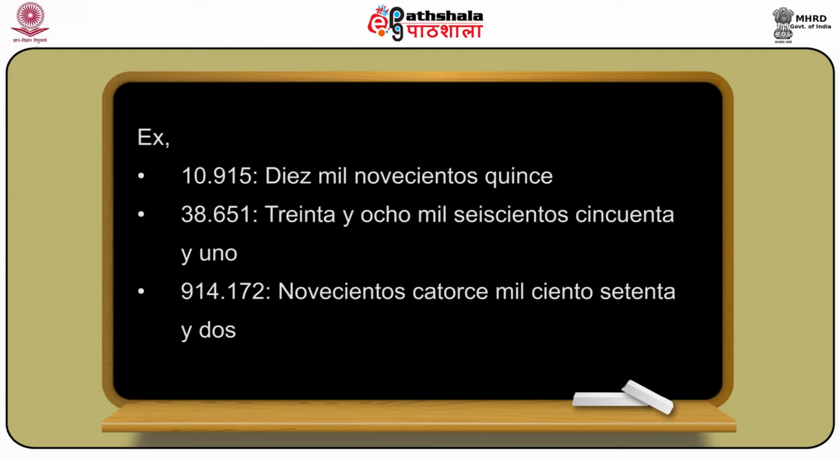Another example, for example, if we say 9,14,172, that is how we say it in English. So for all these lakhs we will translate it in thousands. So if you want to say 9,14,172, this 9 lakh in Spanish will be counted as 914,172. So this 914,000 will be said as 914,000 and 172 will be said as 172.